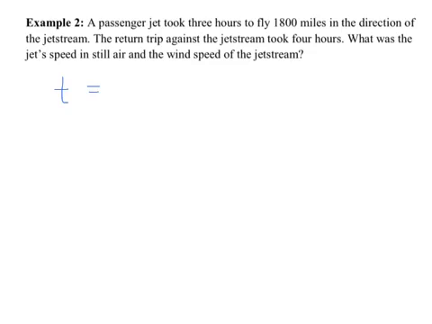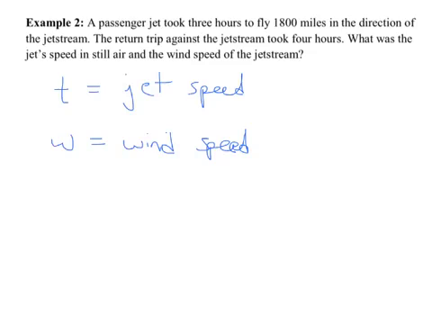If you're picking your own variables, I would go with S and W, or the W for the wind and J for the jet, or maybe X and Y just to be careful. But it doesn't really matter. In this case, we'll use T and W. T will be the jet speed, and W will be the wind speed. And if you want to use a different word besides jet, just say airplane. That might be easier. So you could say T is the airplane speed and W is the wind speed.